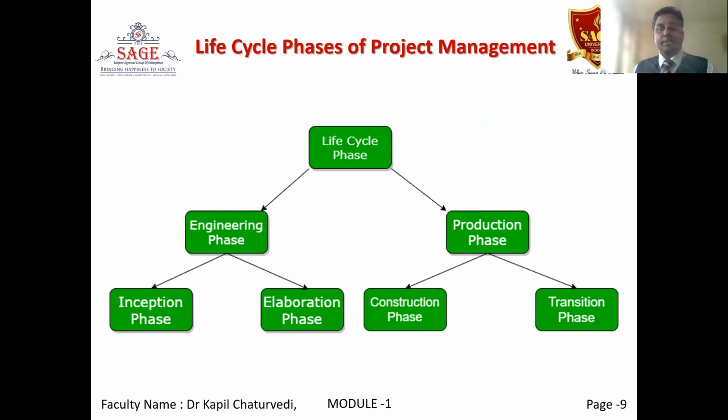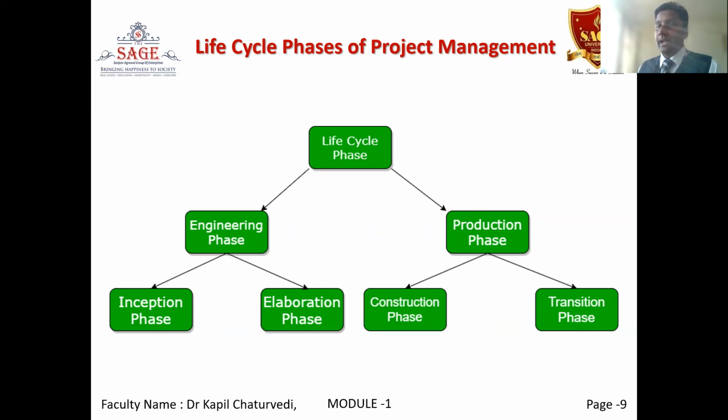So in this whole lecture, we focus on this diagram, which is the life cycle phases of project management, which we discussed at the start of the project. The life cycle phase is classified into two categories: engineering phase and production phase. We discussed both of the phases, and the engineering phase is further divided into inception phase and elaboration phase. In the inception phase, we discussed the initial conception level, and in the elaboration phase we discussed the design level. And in the production phase, the first category is the construction phase, and the second is the transition phase.